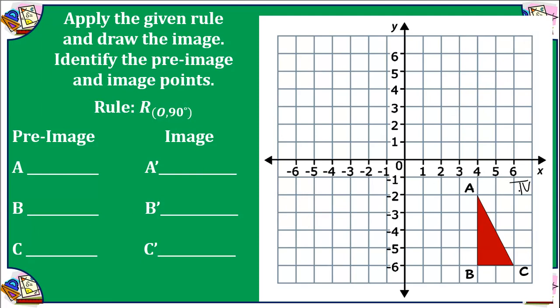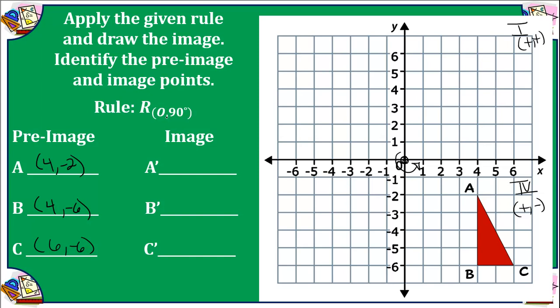Okay, let's do a 90 degree. So we are starting in quadrant 4, which is positive negatives. We're going about the origin and we're rotating counterclockwise. So we're going to end up in quadrant 1, which is positive, positive. So A is 4, -2, B is 4, -6, and C is 6, -6.